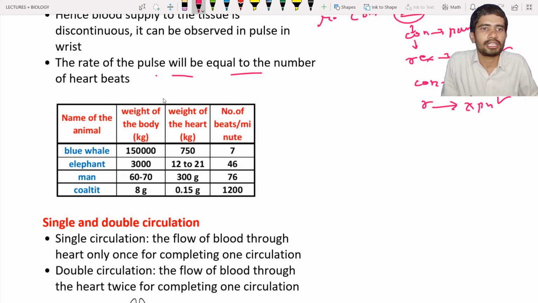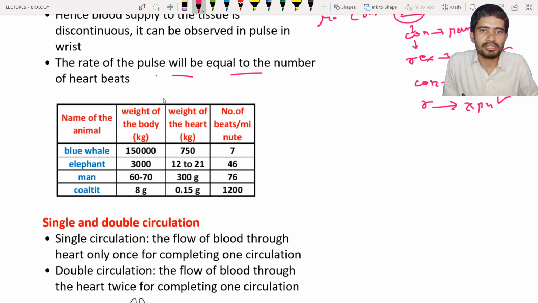Here you can see different animals have different body weights and different weights of the heart, and different numbers of times they are beating. So there is no relation between the size and the heartbeat. Okay, so what should be there? If the size of the heart is more, or if the weight of the heart is more, the number of heartbeats should be more.